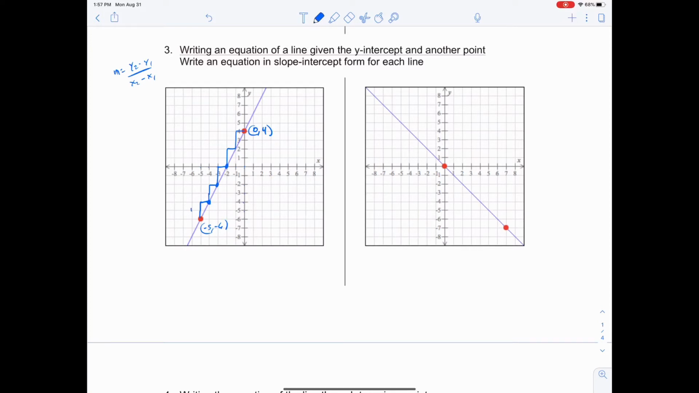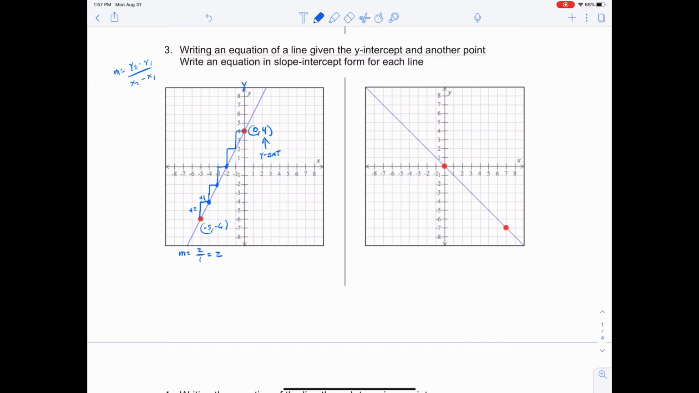So I went up 2 and then over 1 positive. So my m equals rise over run, which is just 2. My m equals 2. And it wants us to put this in slope-intercept form. Well, I have my y-intercept right here, (0, 4). That tells me my y-intercept.